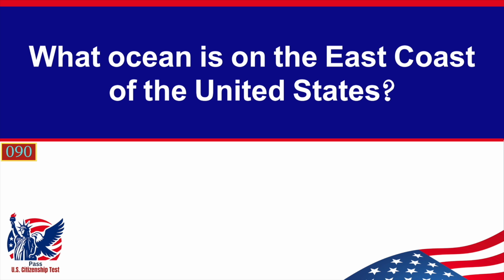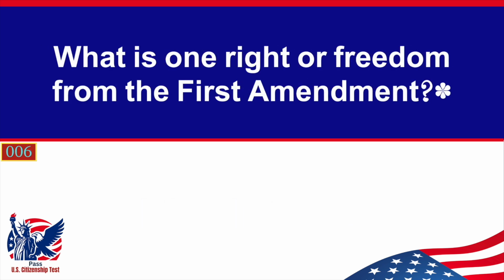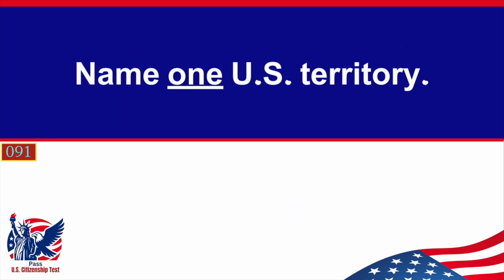What ocean is on the east coast of the United States? Atlantic Ocean. What is one right or freedom from the First Amendment? Speech. Name one U.S. territory. Guam.